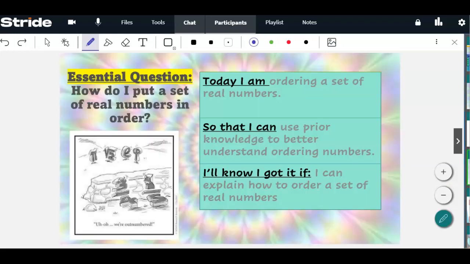All right, for today's lesson, 1.06, the essential question is, how do I put a set of real numbers in order? Today I'm ordering a set of real numbers so that I can use prior knowledge to better understand ordering numbers. I'll know I got it if I can explain how to order a set of real numbers.